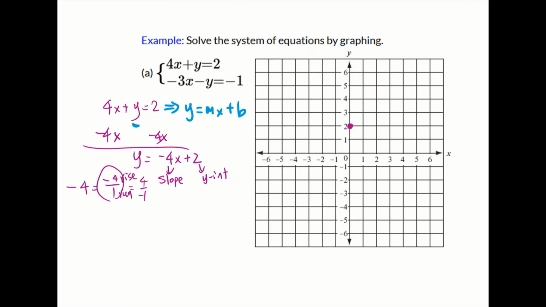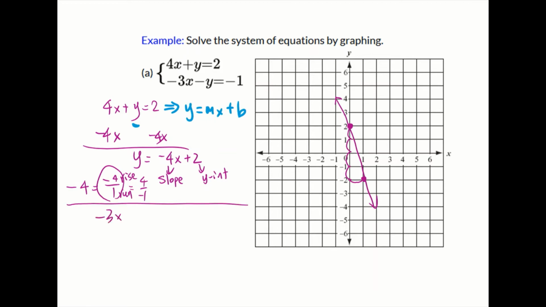So that means I will go down by 4. That's my rise. So 1, 2, 3, 4, and run by positive 1. That means going to the right by 1, finding my second point. Connect these two points. Okay, I got the line of the first equation. Now let's graph the second equation.